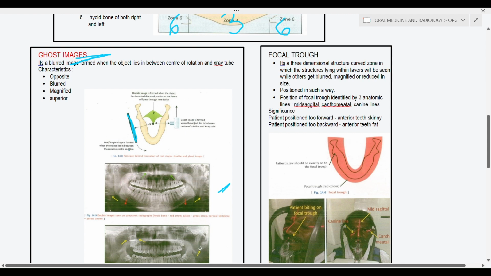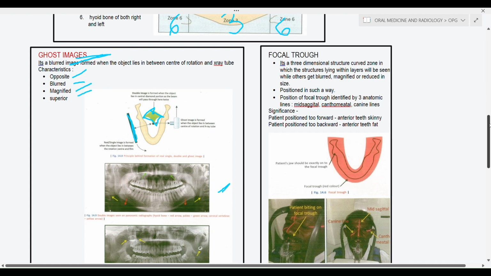And when the object lies in the central diamond portion, that is, the beam passes through it twice, then what? Double images will be formed. So I hope you are clear. When the object lies between the center of rotation and the X-ray tube, ghost images will be formed. When the object lies between the center of rotation and the film, real images will be formed. And when the object lies in the diamond portion, double images will be formed.